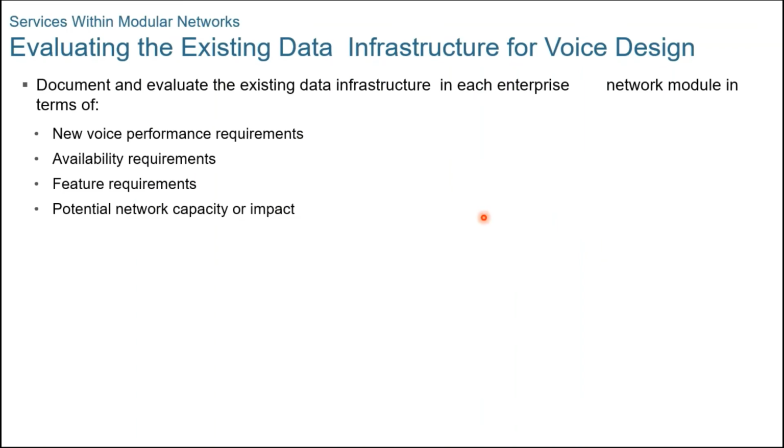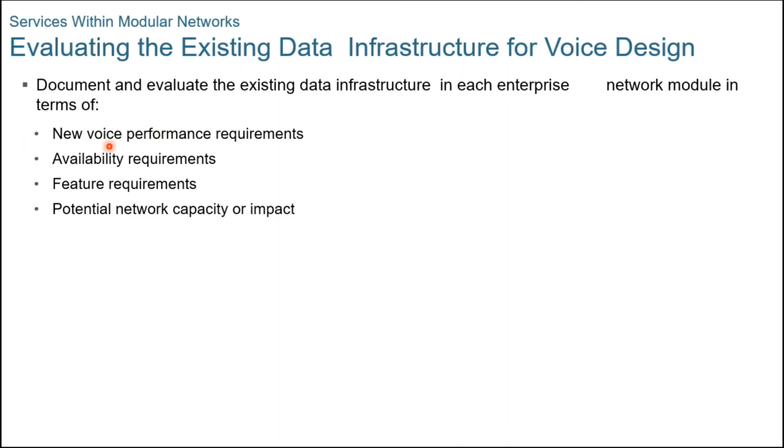Evaluating the existing data infrastructure for voice design. When designing IP telephony, designers must document and evaluate the existing data infrastructure in each enterprise module to help determine upgrade requirements. Items to consider include the following. First, of course, we have to talk about performance. Enhanced infrastructure for additional bandwidth, consistent performance, or higher availability might be necessary for the converging environment. Performance evaluation includes analyzing the network maps, device inventory information, and network baseline information.